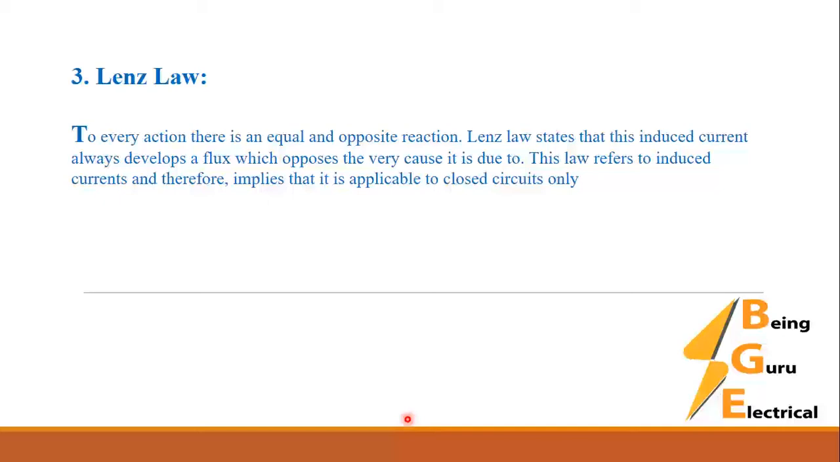Like in a motor, if the main flux is produced, there is an opposing flux which opposes the main flux which produced it. This law refers to induced currents and therefore it is applicable to closed circuits only, which have current flowing.